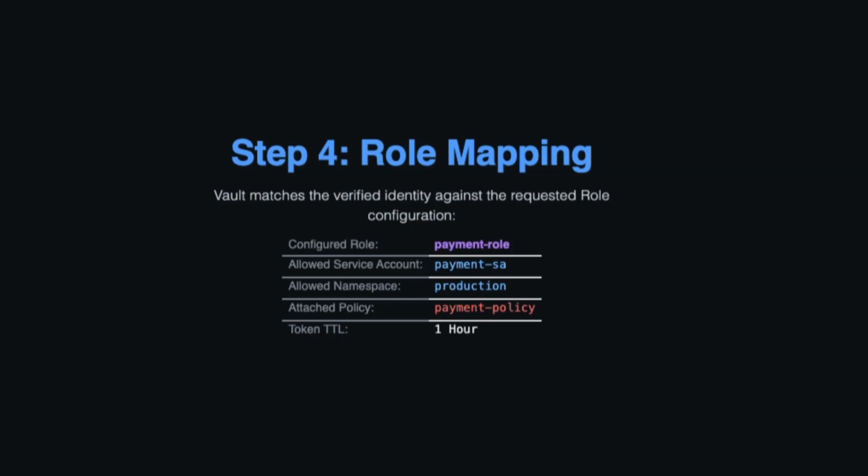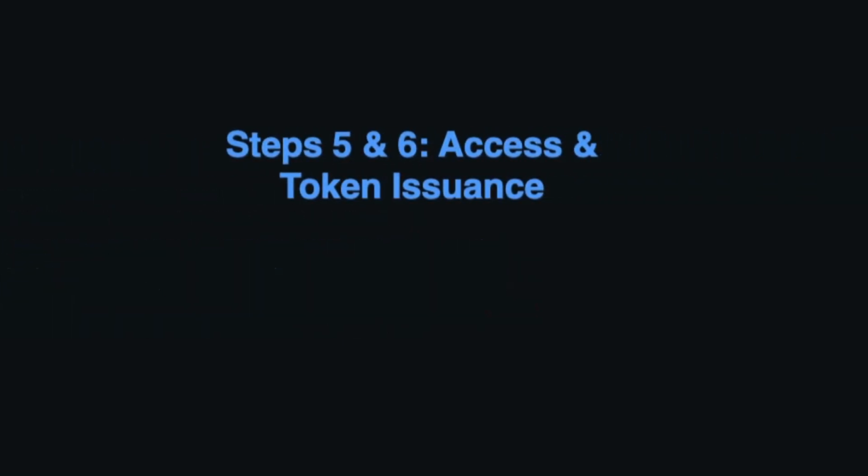Once Vault knows the pod is genuine, it moves to step 4, role mapping. Vault inspects the configured role, for instance, payment-role. It verifies whether the caller's service account and namespace match what the role permits. If the caller matches the payment-sa service account in the production namespace, Vault prepares to issue access.